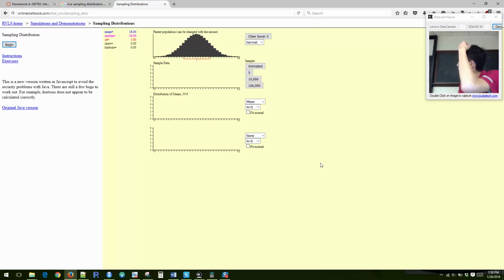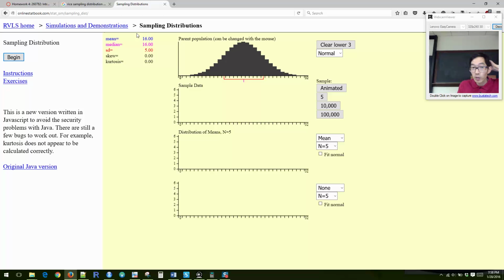Okay, so here, this thing up here represents our population. Our population is normally distributed, and here it says we have a mean of 16. Let me see if I can blow this up. We have a mean of 16 and a standard deviation of 5. That's what this thing says.